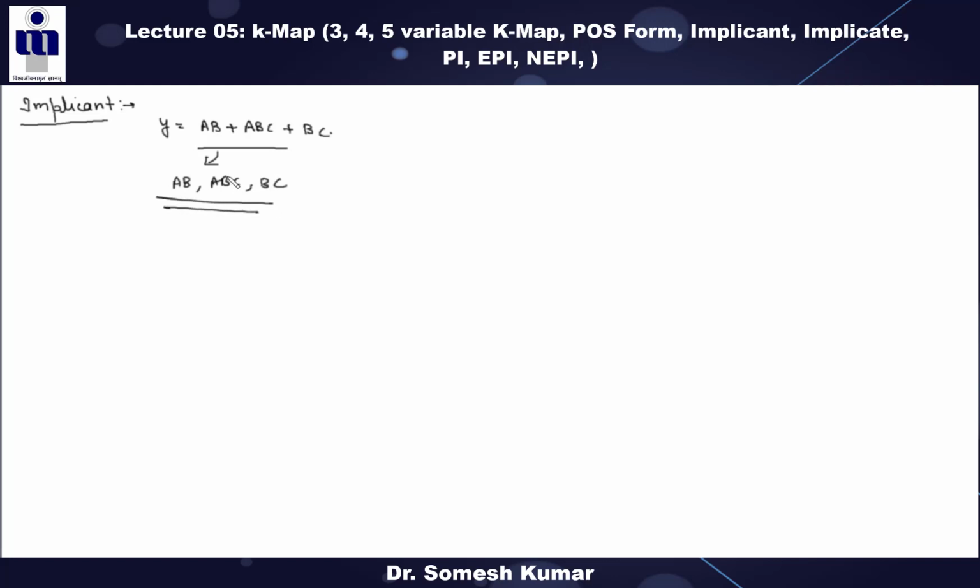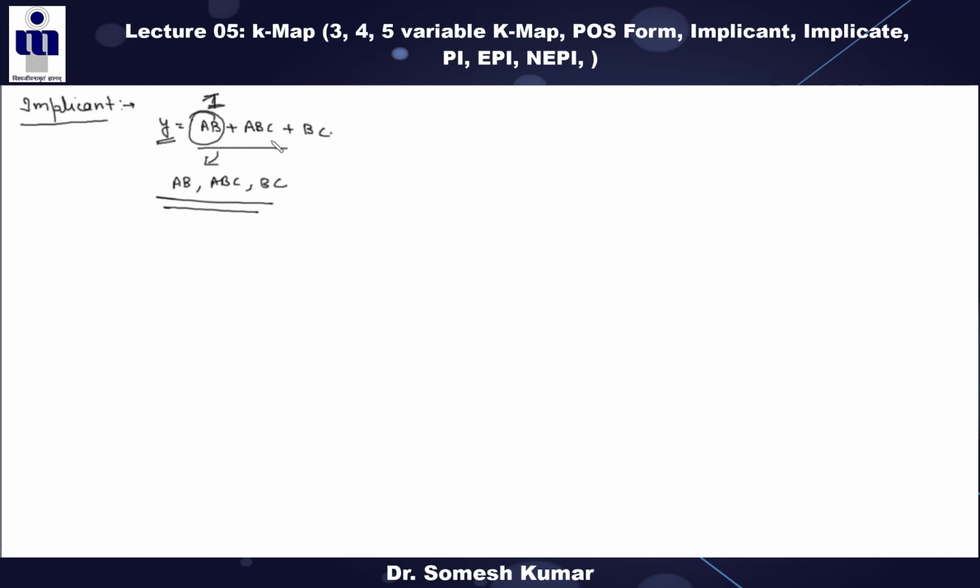Means if any one of these terms is true, then Y is also true. Suppose AB, the product A dot B, is 1, right? Then the function is 1 in that case, right? So these AB, ABC and BC are all implicants.